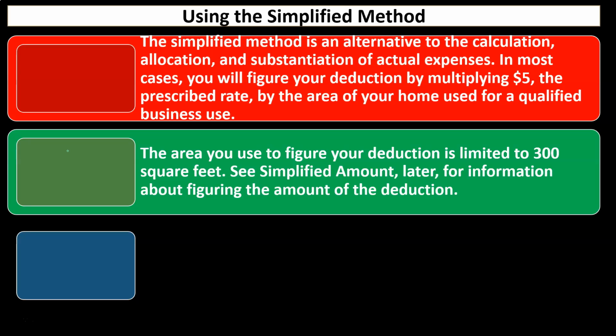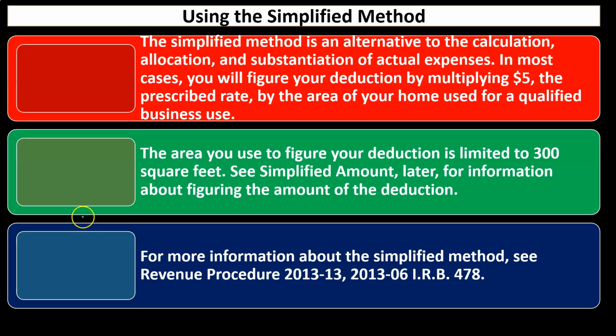The area you use to figure your deduction is limited to 300 square feet. So if you have a place that you're using that's greater than 300 square feet, then you may not want to use the simplified method, because now it's gonna cap you at this 300 square feet. See simplified amount later for information about figuring the amount of the deduction. For more information about the simplified method, you could see revenue procedure 2013-13.